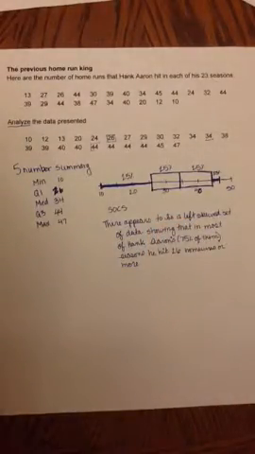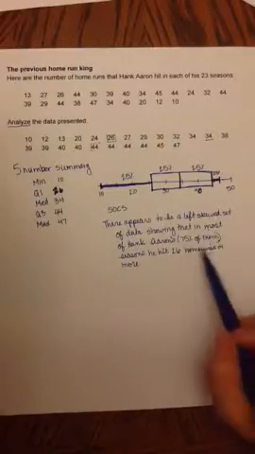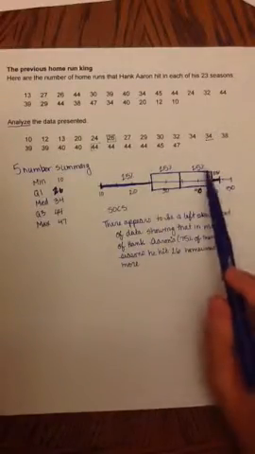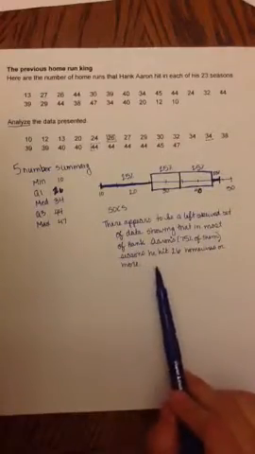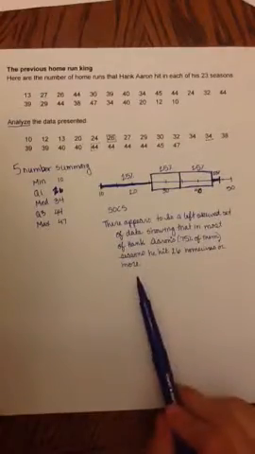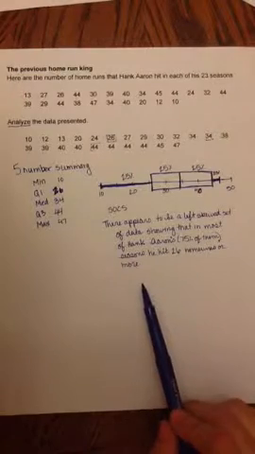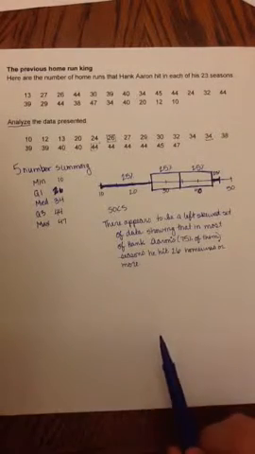So I said there appears to be a left skewed set of data showing that in most of Hank Aaron's seasons, 75% of them, again going back to this idea of quartiles, he hit 26 home runs or more. So that's our shape. Now for outliers, we're going to try that IQR rule.